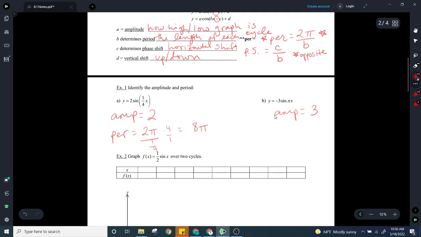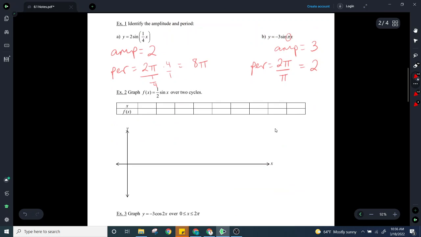Let's do this example. So the amplitude we said was 3. That's just the A value, the absolute value of whatever A is. Now the period then is going to be 2 pi over B. In this case, B is pi. So the period is just going to be 2. So every 2 units, this graph would repeat.